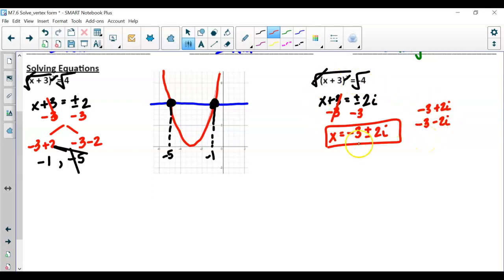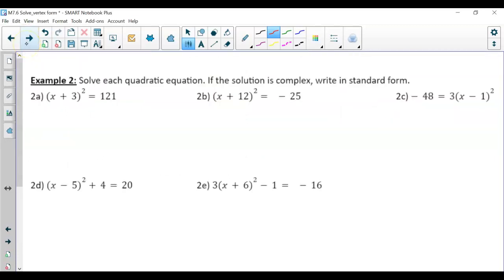So now we're going to start getting into not just two real solutions or one real, right? But two imaginary as well. So like here in 2a, notice again, we've got our parentheses all grouped together being raised to the second power. So we've got to get rid of that. So we're going to take the square root. So here I've got x plus 3 is equal to the square root of 121. Well, that's just plus or minus 11.